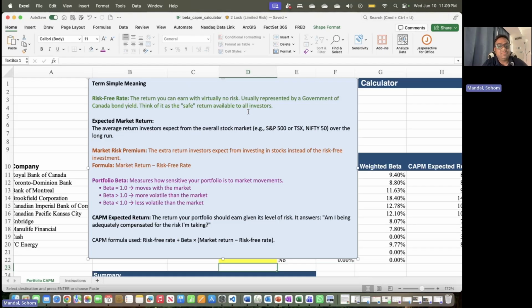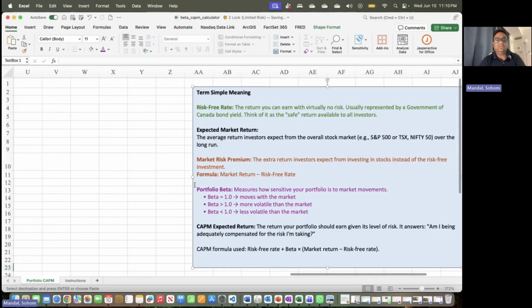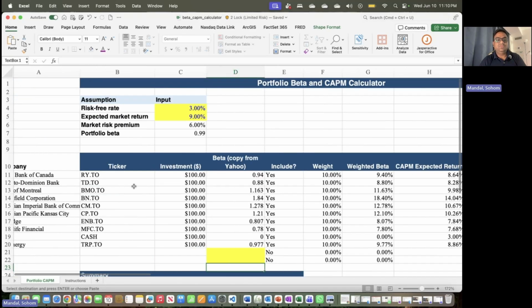Now CAPM is another indicator or calculation. The expected return is the return of your portfolio, how much you are getting, given the risk level you are taking. It answers: am I being adequately compensated for the risk I'm taking? Basically you are taking a risk, and is it worth taking that risk or not? There is a formula, but I'm not going to discuss it. I'm going to show you how it looks in the calculator I built here. So I move this one here and I'm going to talk about the calculator.